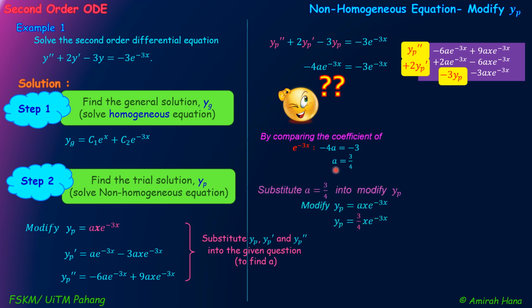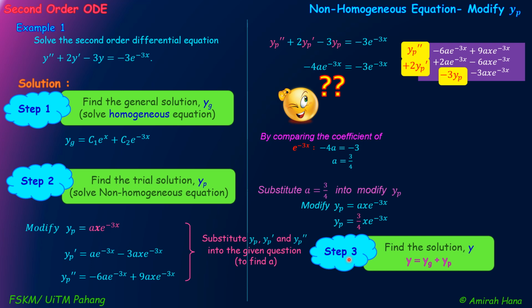After we find the value of a, we substitute a equals 3 over 4 into modify yp. From modify yp equals ax e to the power of negative 3x, now we replace a equals 3 over 4. So we got yp equals 3 over 4x e to the power of negative 3x. After that, we continue with step 3. Find the solution y.